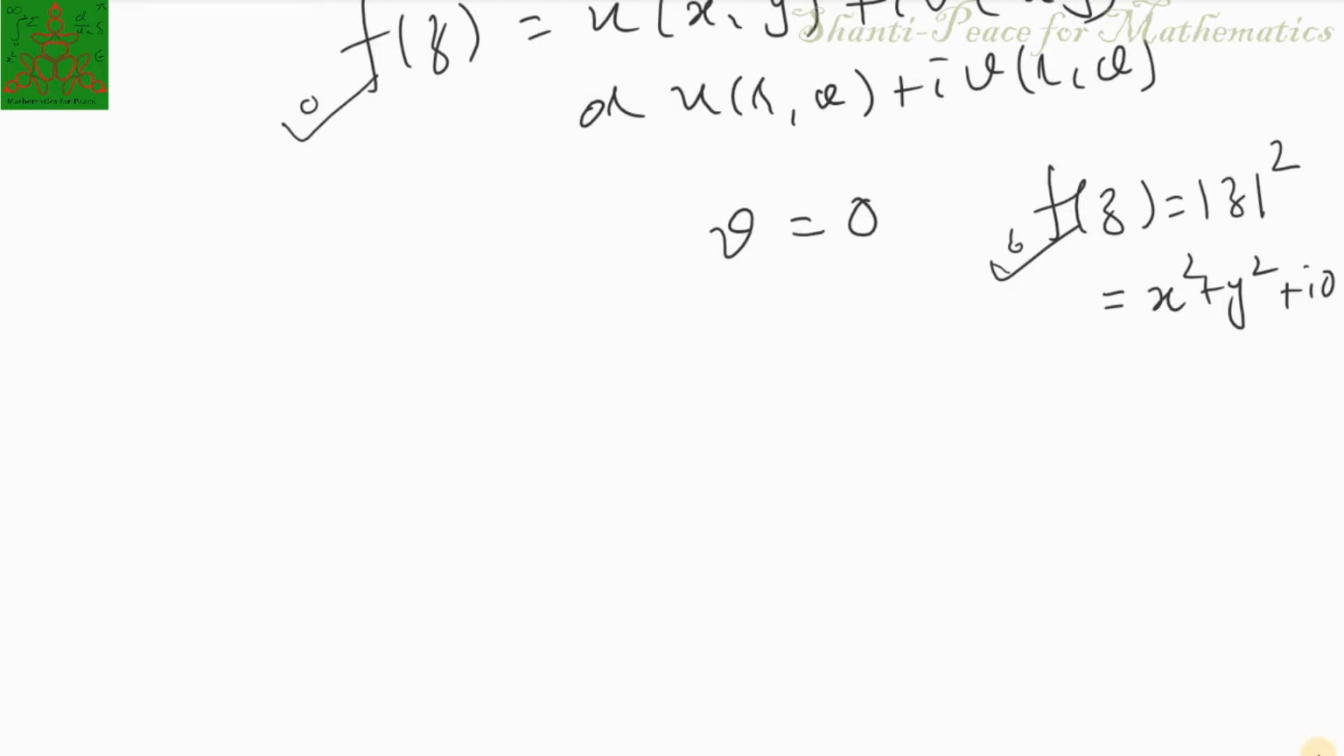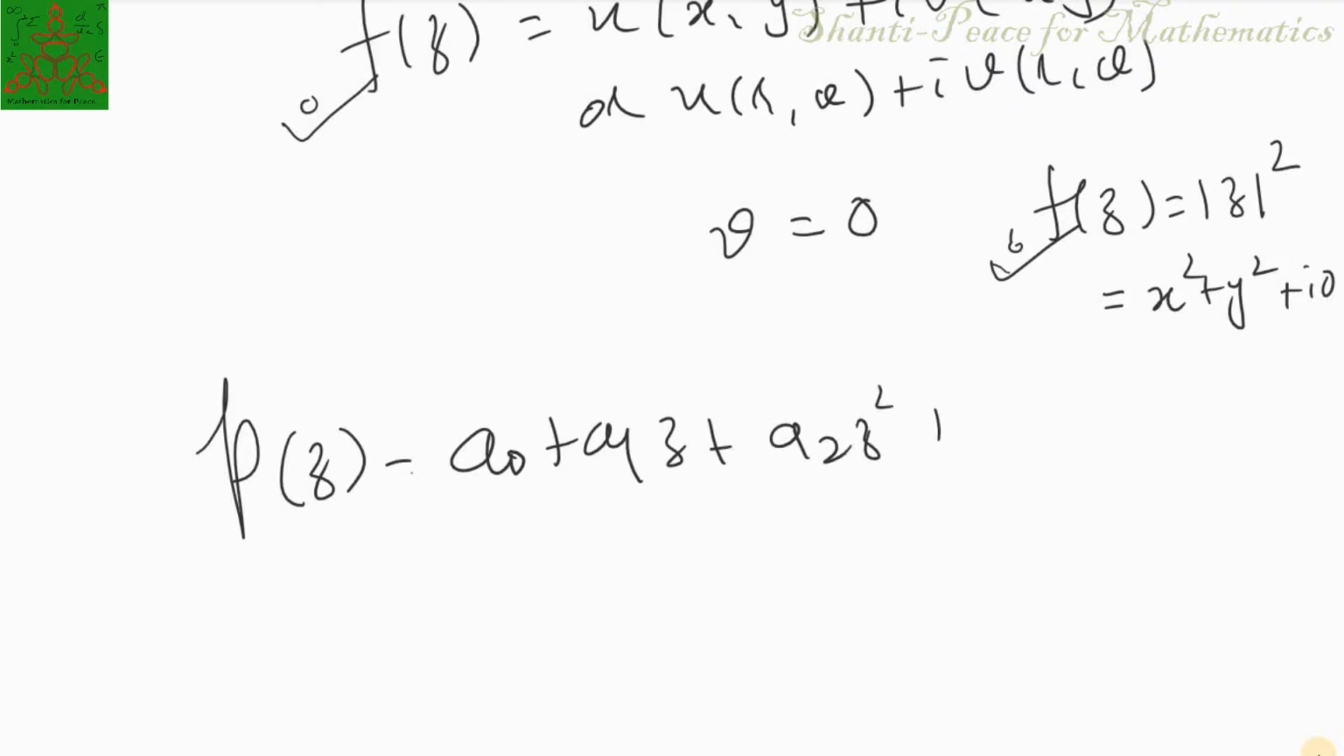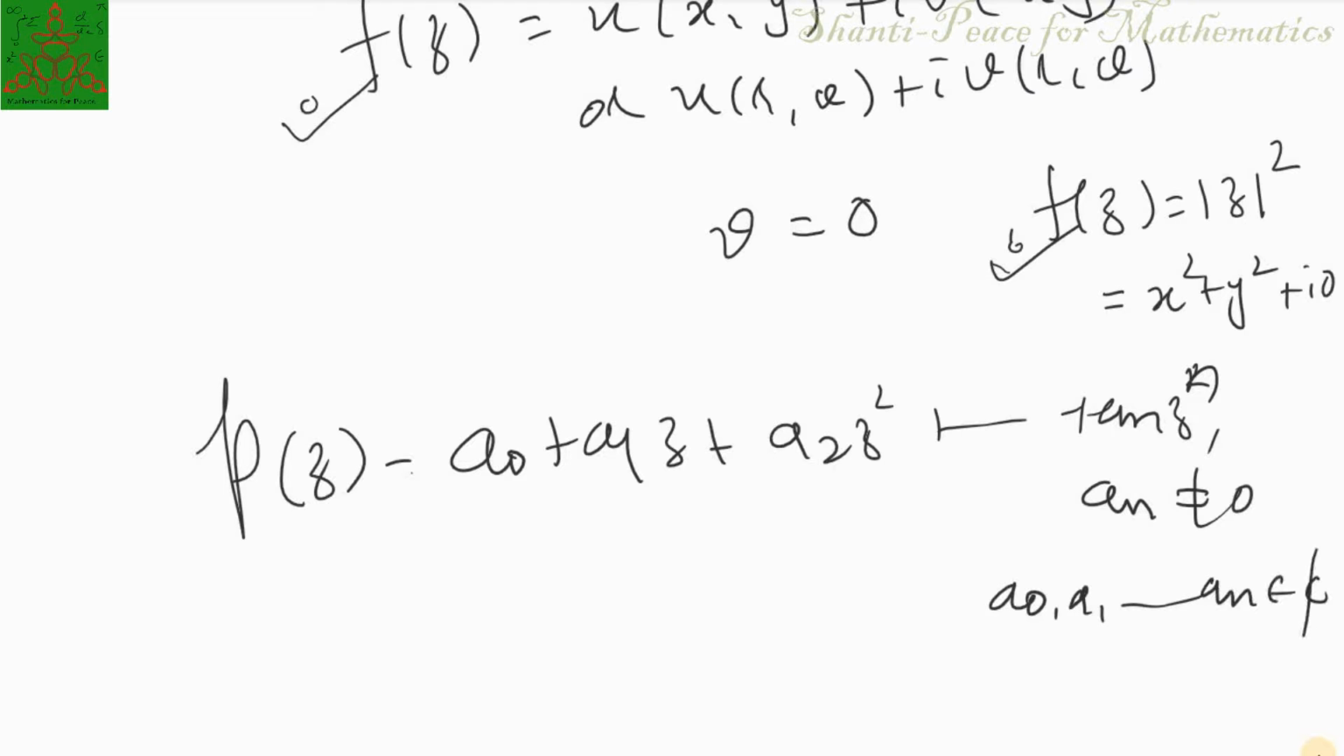Then you know the polynomial function. The polynomial function p of z will be a0 plus a1 z plus a2 z square and so on up to an z power n. This is known as a polynomial function where an is non-zero, and these a0, a1 up to an are complex numbers you can take. Okay, they belong to C. This function is called the polynomial function.